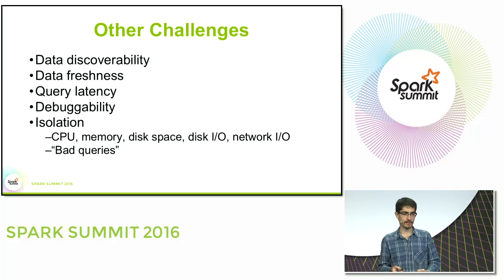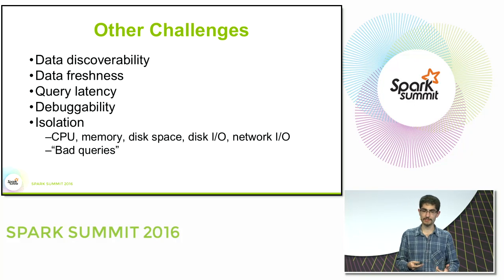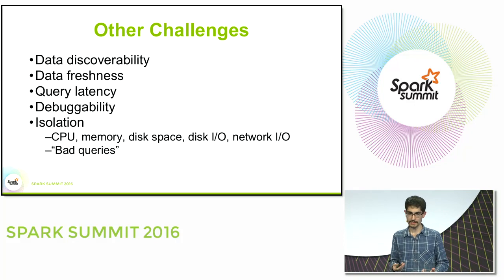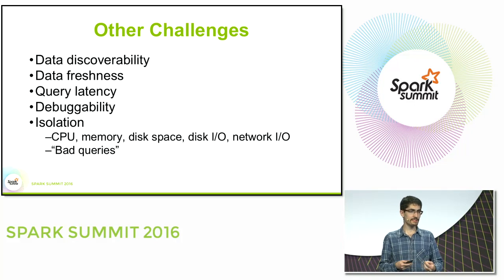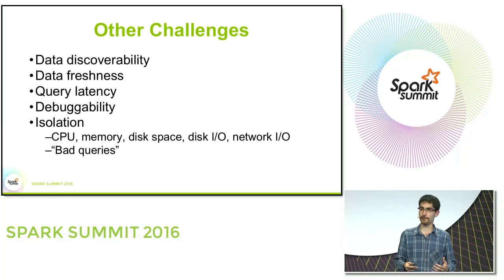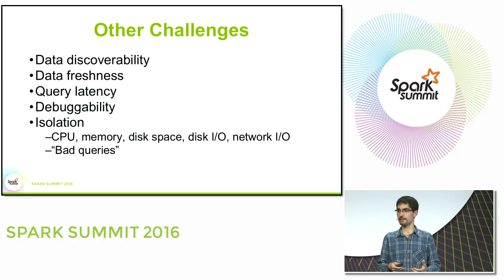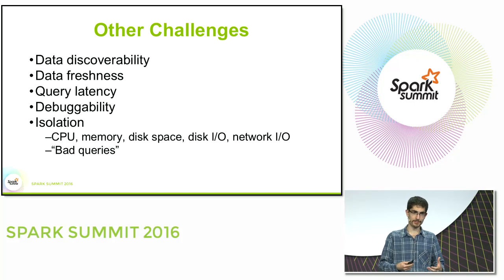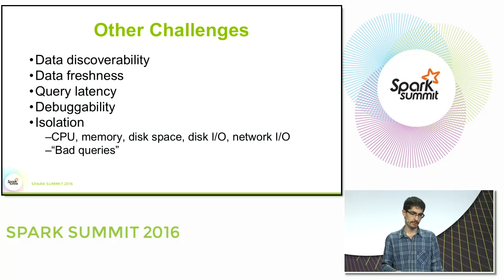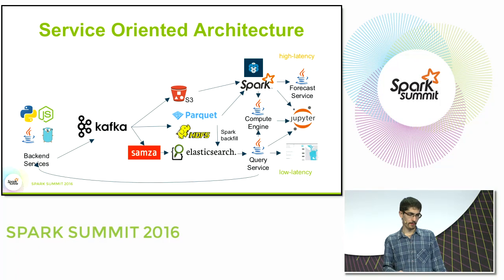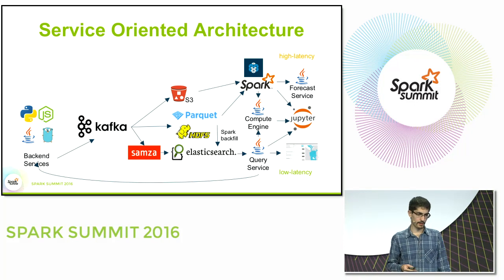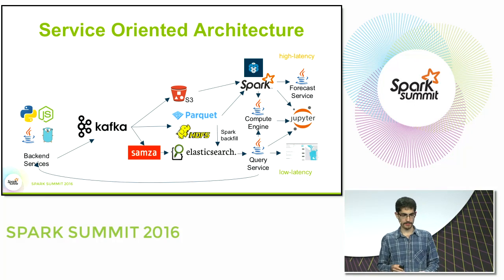Other challenges are, how do you get data scientists to easily discover what data sources they need? It's easy to isolate CPU and memory, but disk space, disk I/O, and network I/O are more complicated because your network I/O is not just dependent on your local machine, it's also dependent on the network switch. And again, I talked about bad queries, which whenever you allow flexibility, you also allow bad queries. It's a trade-off.